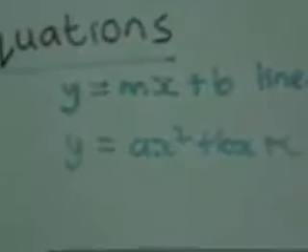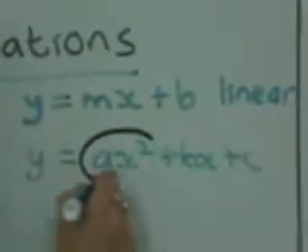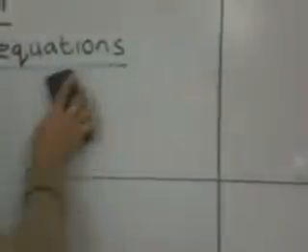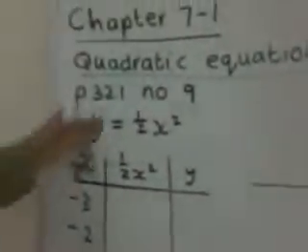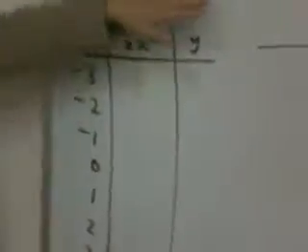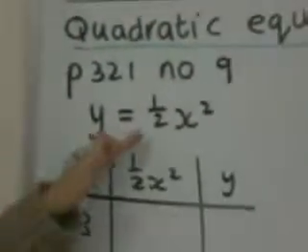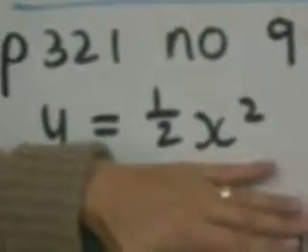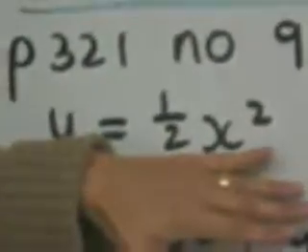So the important thing that we notice here is that we have an x squared, and that is what makes it a quadratic equation. Now, how do we graph a quadratic equation? It's actually very easy. What we do is we set up for ourselves a table of values. So I'm going to do number 9 on page 321, which is y = ½x². This is a quadratic equation in its simplest form.